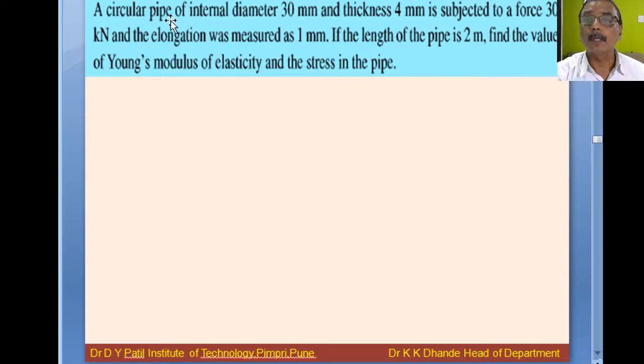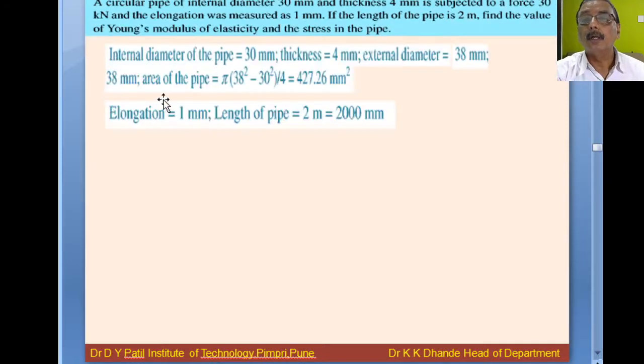A circular pipe of internal diameter and thickness is given. It means it is a hollow pipe having internal diameter small d equal to 30 mm, thickness t equal to 4 mm, subjected to a force of 30 kilonewton. P is equal to 30 kilonewton. Convert that P into Newton, so 30 into 10 raised to power 3 Newton.